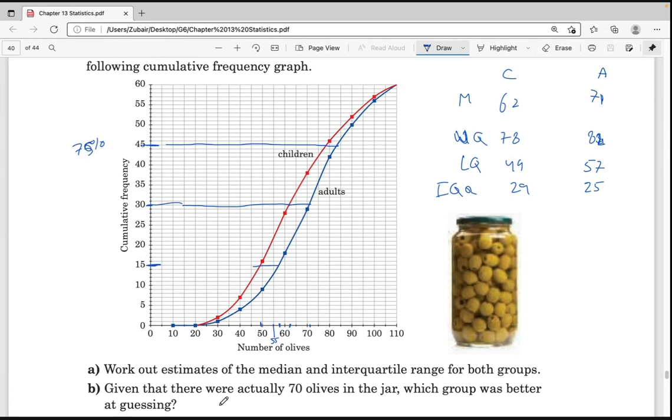Part B says, given that there were actually 70 olives in the jar, which group was better at guessing? See this median: adults were close to that.